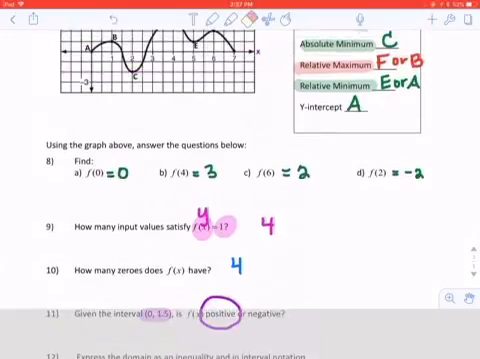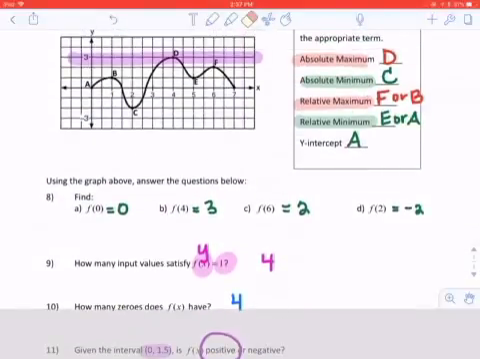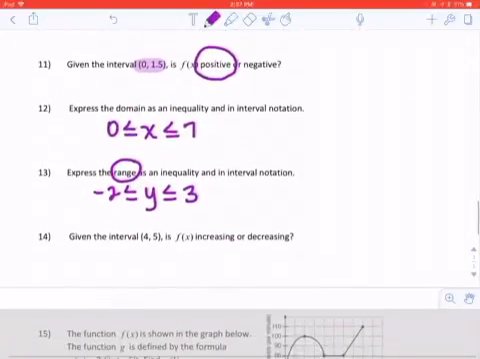Okay, now we're checking out another interval, and we want to know if it's increasing or decreasing. So the interval 4, 5. So when x is 4 to when x is 5. So that's this area right here. What's happening to our graph here? So you're looking at from point D to point E. Woo, you're going down that roller coaster. So you are decreasing.